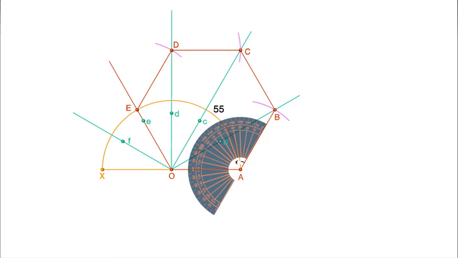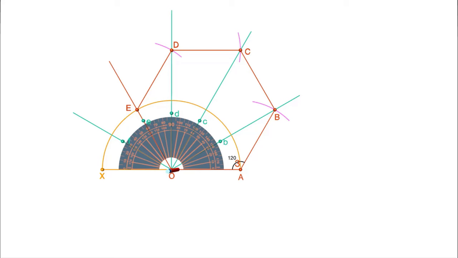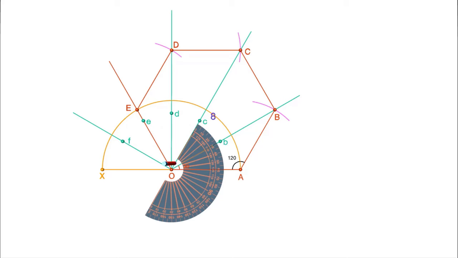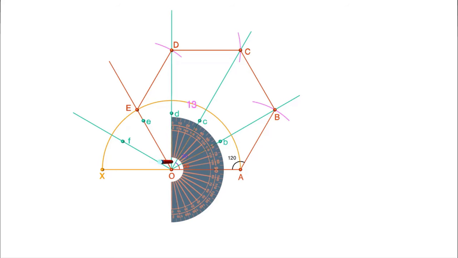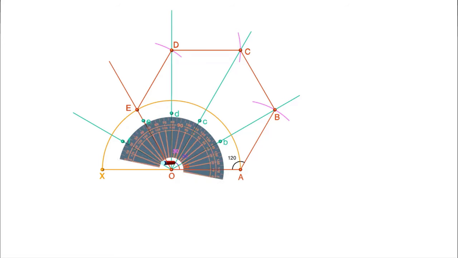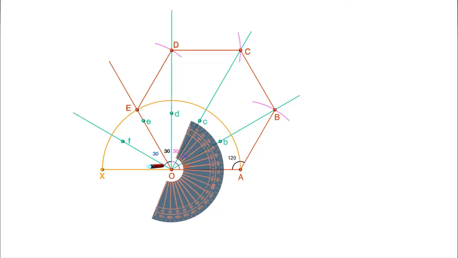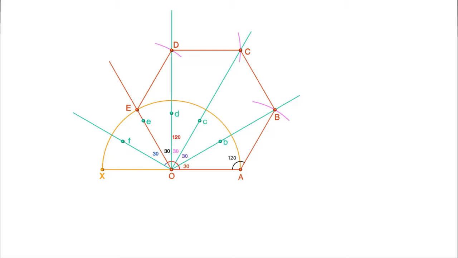Now we can measure the internal angle of a hexagon, which is 120 degree. We can also measure the individual angles, which are 30 degree for each division. This is 30 degree. This is also 30 degree. And this is 30 degree. So this way we divide the semicircle, that means 180 degree, and from OA to OE this angle is also 120 degree, that is another internal angle.